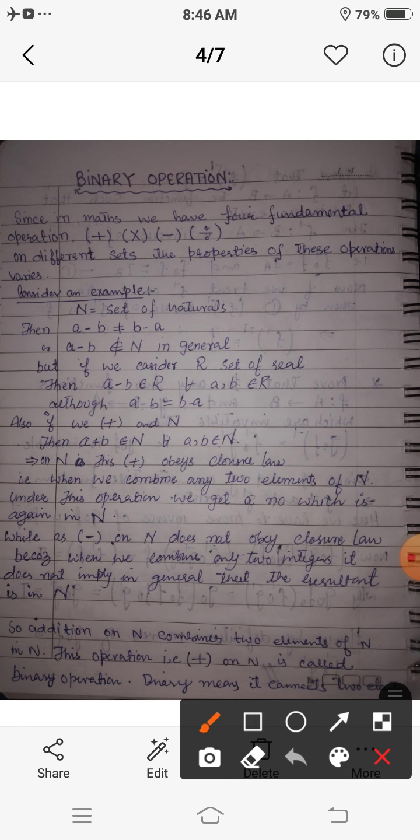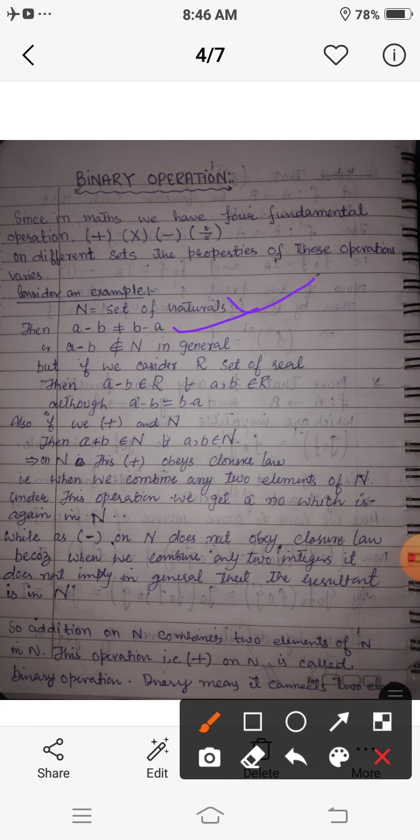Like if we consider N, the set of natural numbers, and if we consider the subtraction over N, that is subtraction on the set of natural numbers, then you know that a minus b is not equal to b minus a, where a is natural, b is natural. Like 2 minus 5 is minus 3, and 5 minus 2 is 3. So this means that this subtraction is not commutative over naturals.